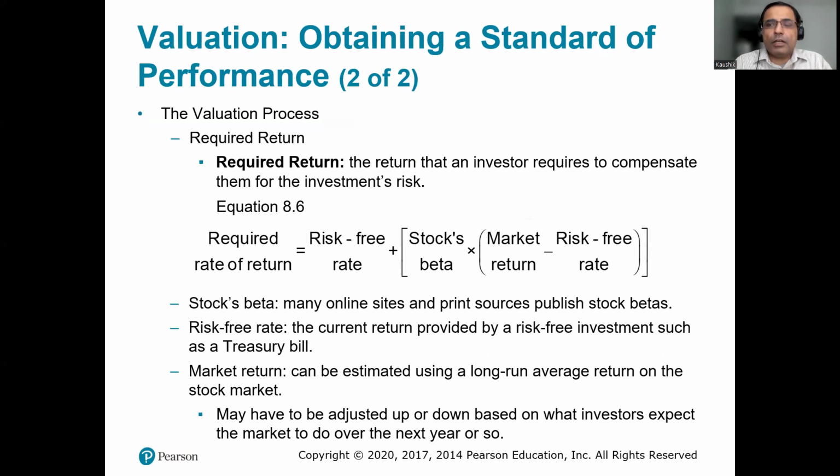So how do we estimate the expected rate of return? The expected rate of return is the risk-free rate plus the risk premium, and the risk premium is the stock beta times the difference between the market return and the risk-free rate. This gives us an expected return, and we can also calculate the actual return from the financial statements.